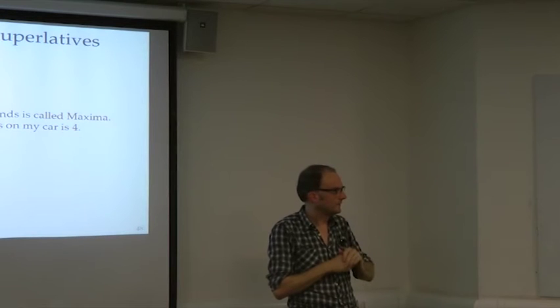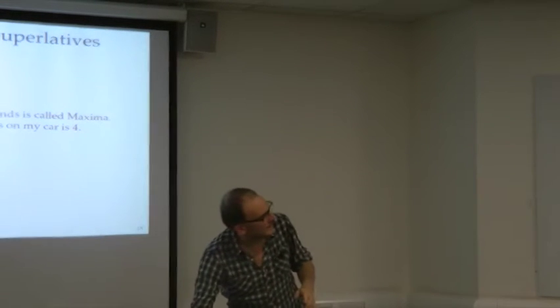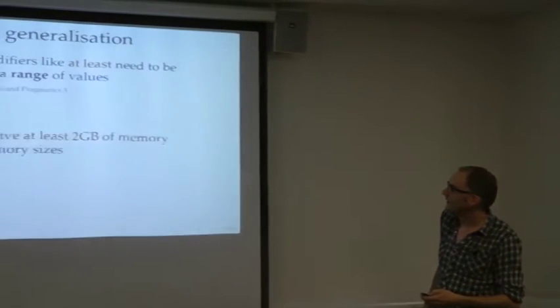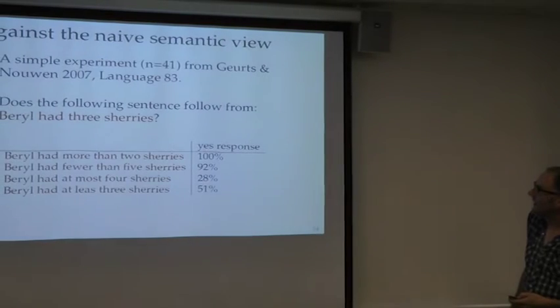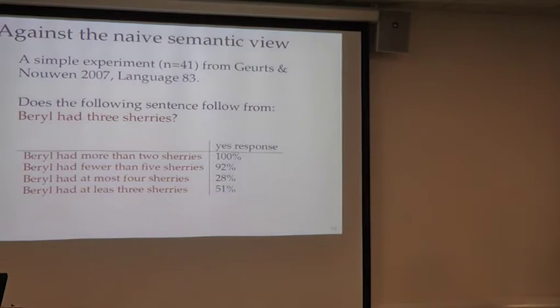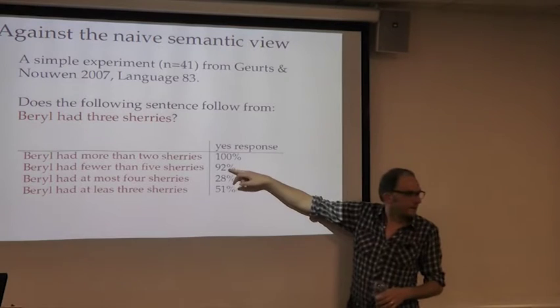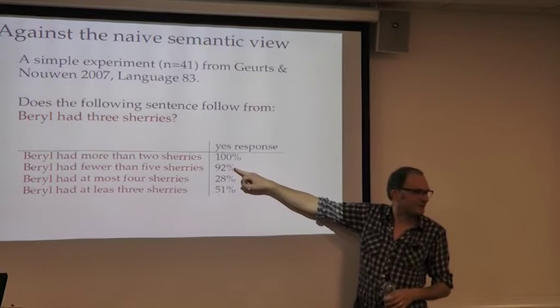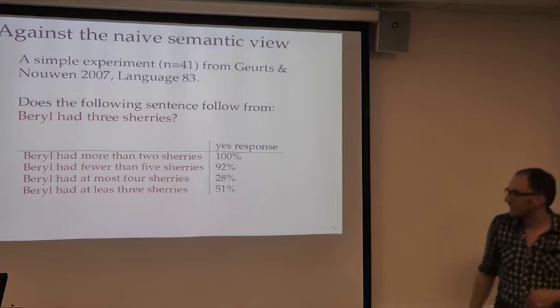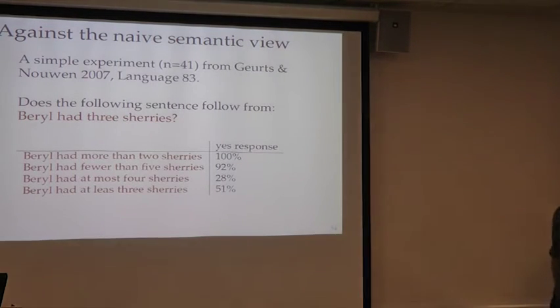Could you go back to the slide from before? How do you explain the fact that only 51% responded yes to the last one? You said that surprised you too, right? No, this one surprised me. So these two are so low. With the last one, Beryl had at least 3 sherries. I can't understand how.